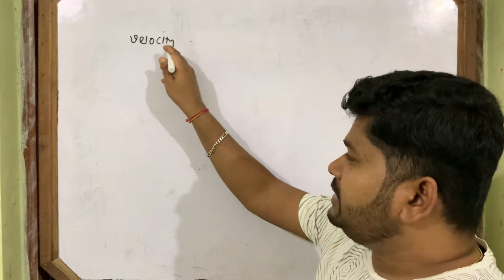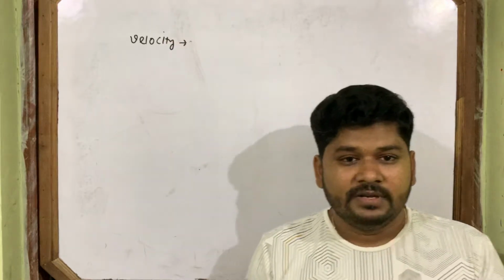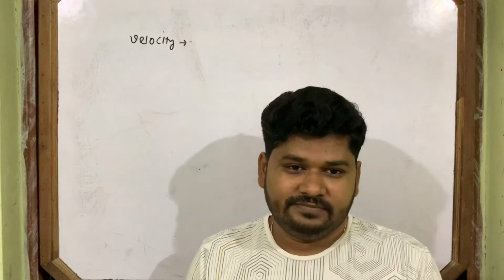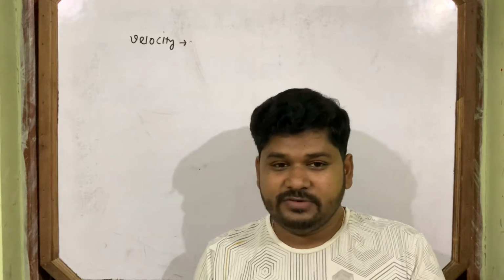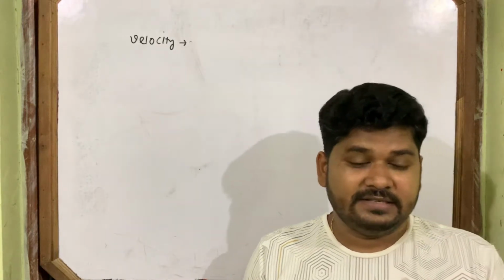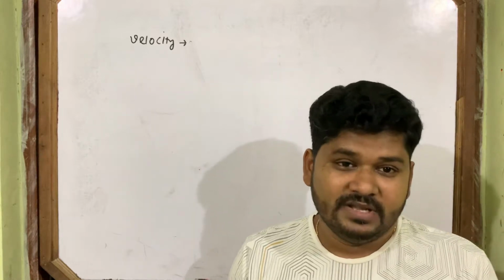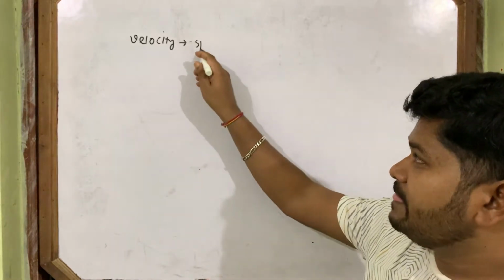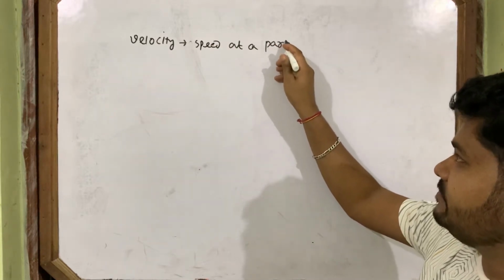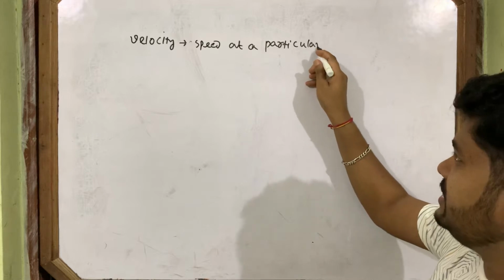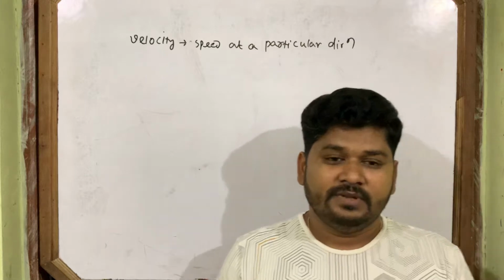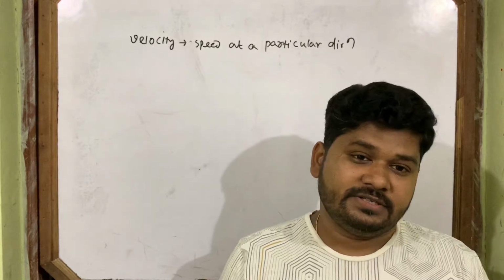I'll tell you that velocity is just speed plus direction. Speed is a scalar quantity, you know. When direction is added to speed, then it becomes velocity. So simply, I can say speed in a particular direction is called velocity. Speed of a body in a particular direction.